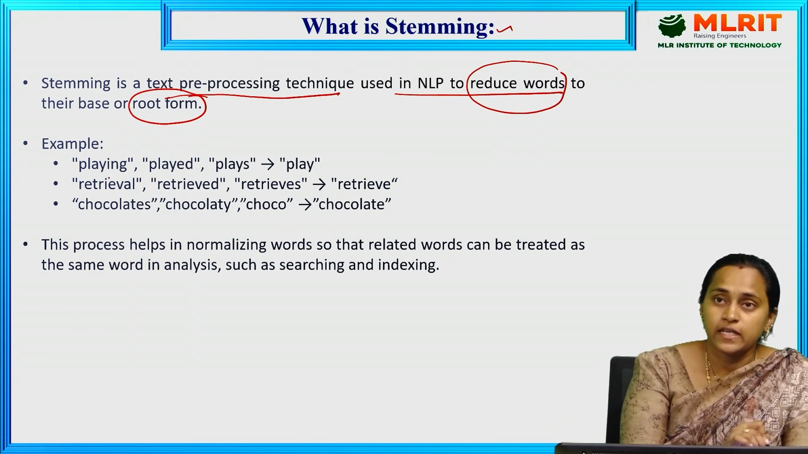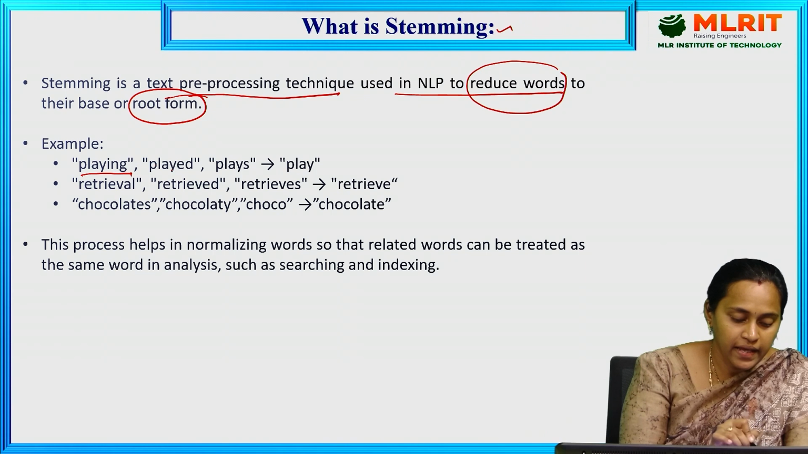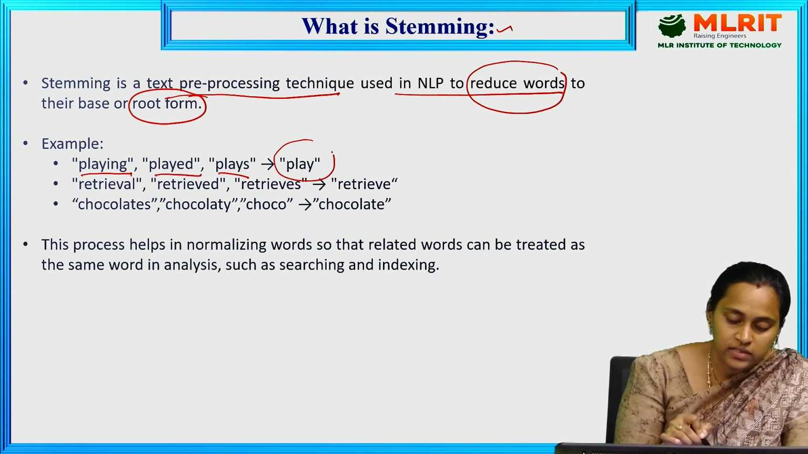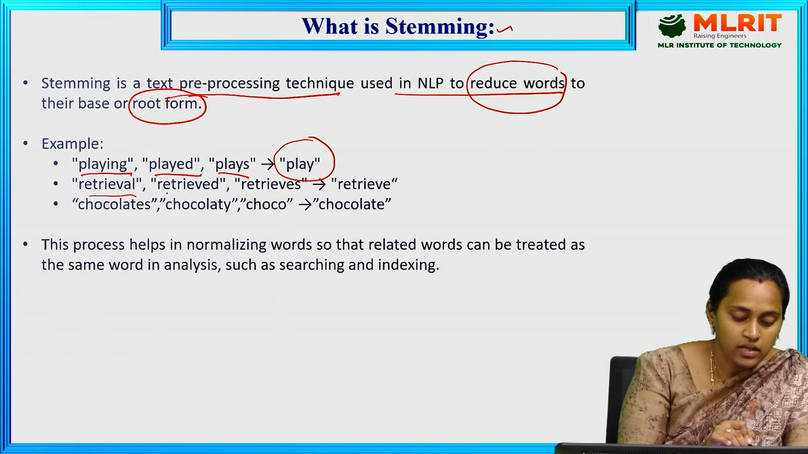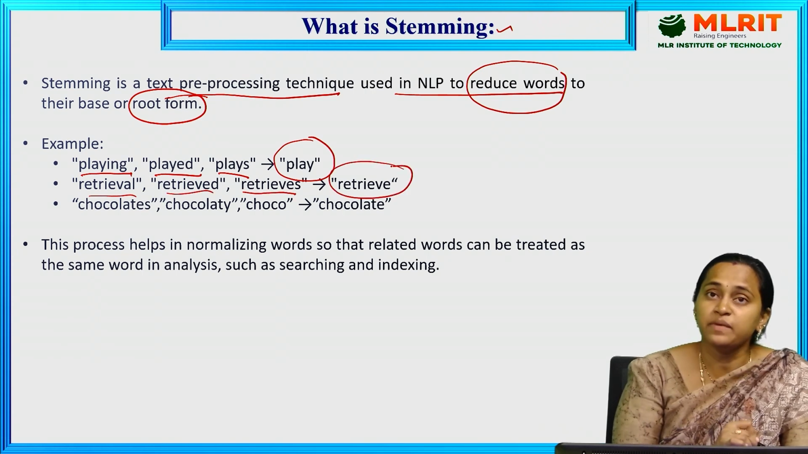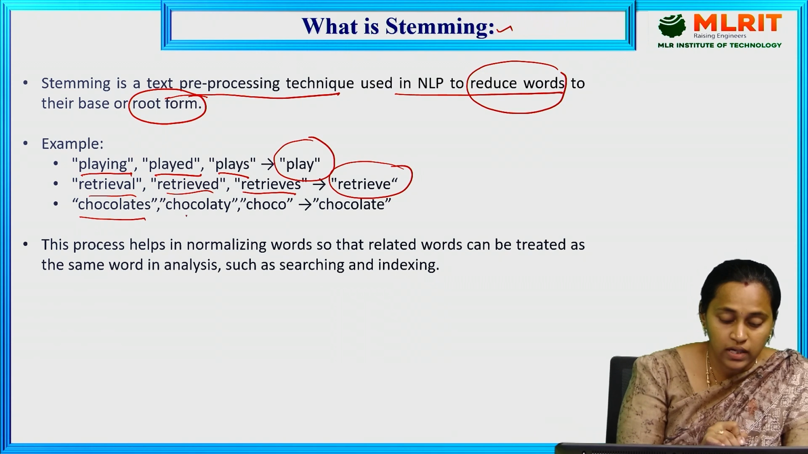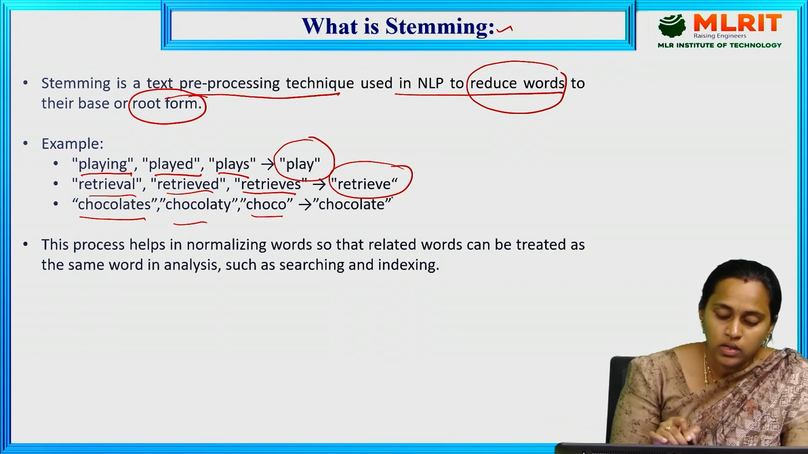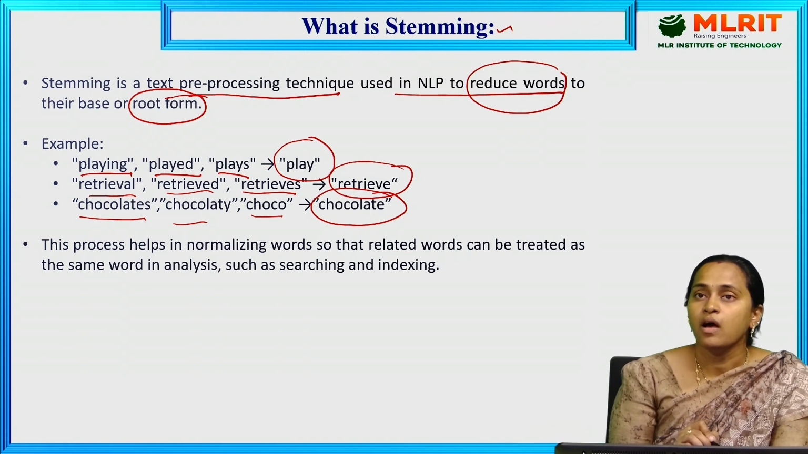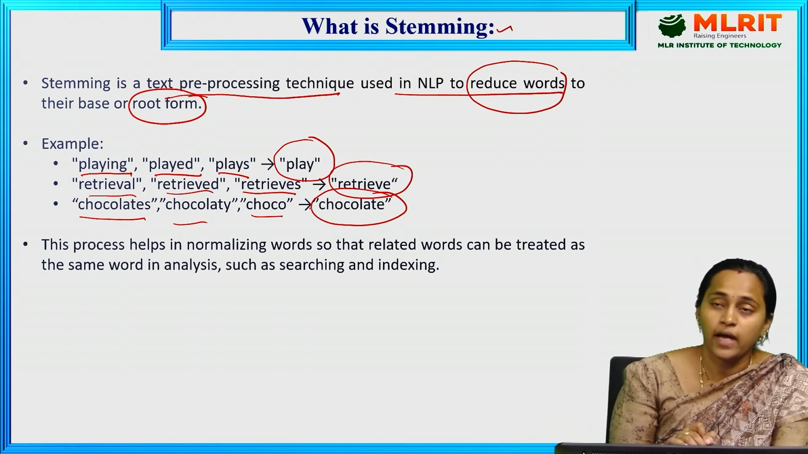So let's see the example here. Here playing, played, plays. These are some words, right? So what is the root word here? Play. Retrieval, retriever, retrieves. The root word is retrieve. Chocolates, chocolatey, cocoa. Chocolate is the root word. This is how stemming is used in NLP.